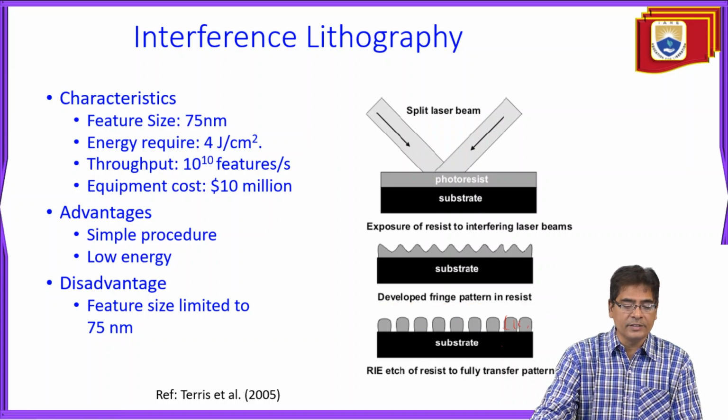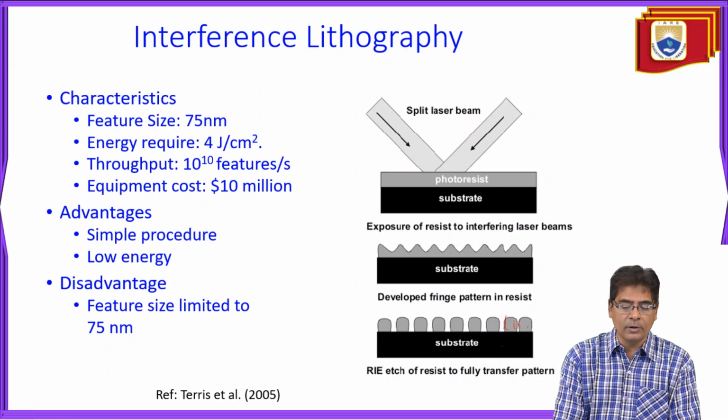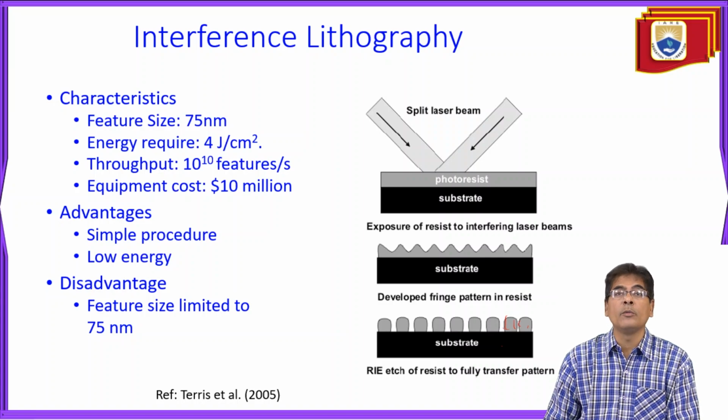We have the characteristics: feature size around 75 nanometers. Energy required is 4 joules per centimeter square. Throughput is 10 power 10 features per second. Equipment cost is $10 million. Advantage is a simple procedure and low energy, and the disadvantage is feature size limited to 75 nanometers.